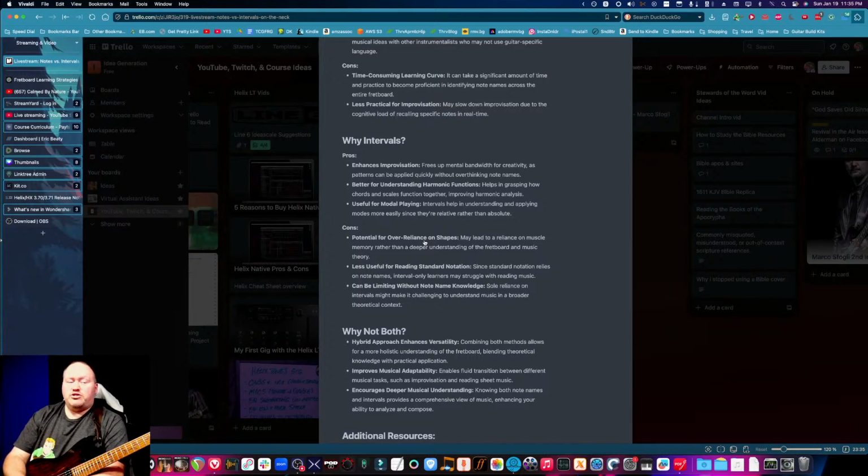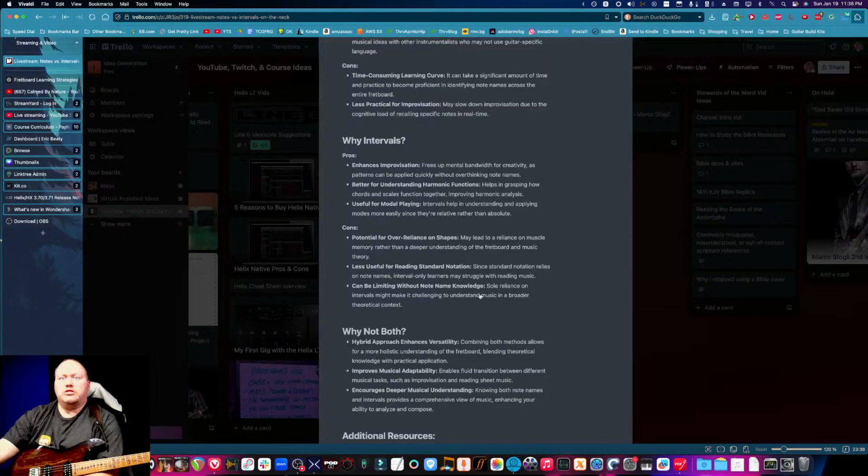And shapes is just how we see the guitar. I mean, most of us see the guitar in shapes. It's less useful for reading standard notation, which is basically what I was talking about. If you need that, then yes, by all means, learn the notes. It can be limiting without note name knowledge.